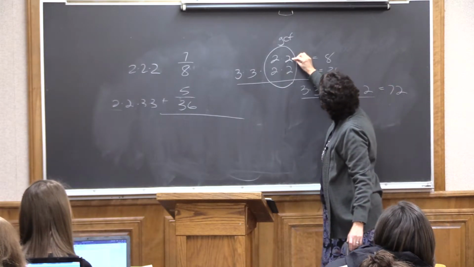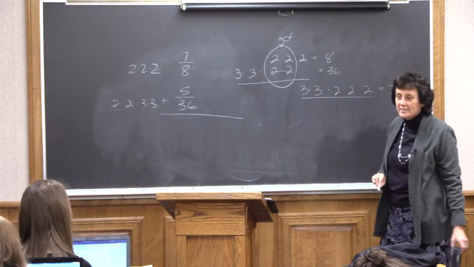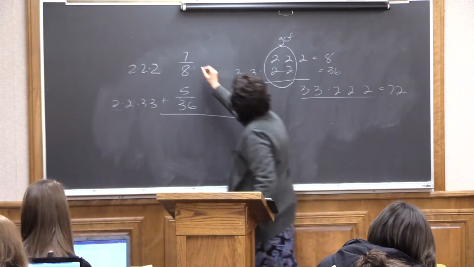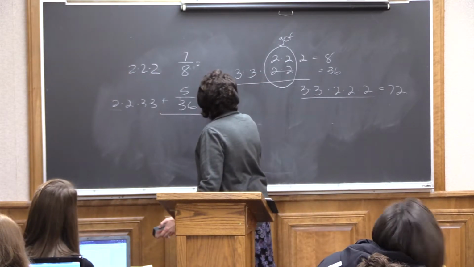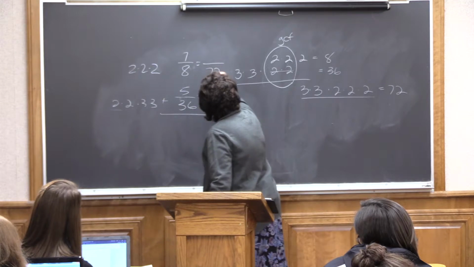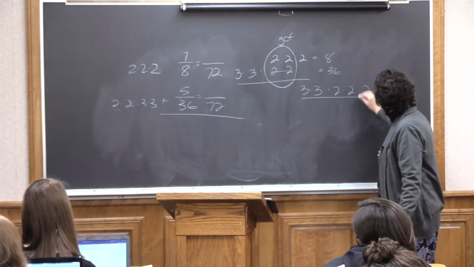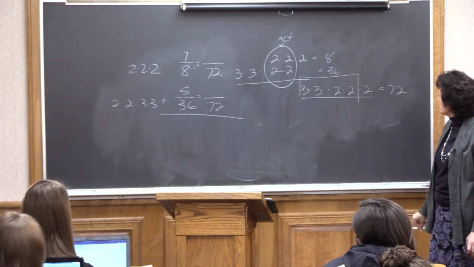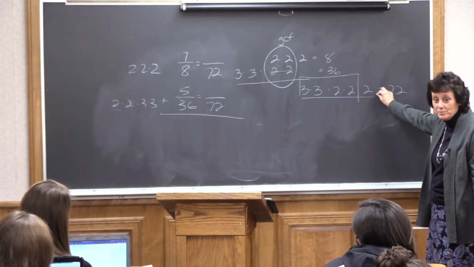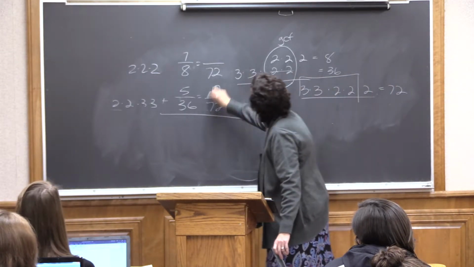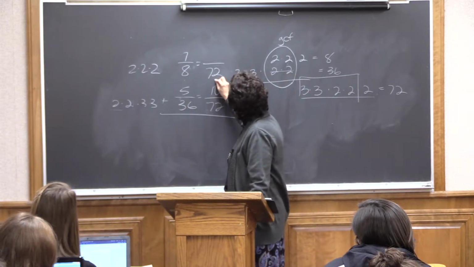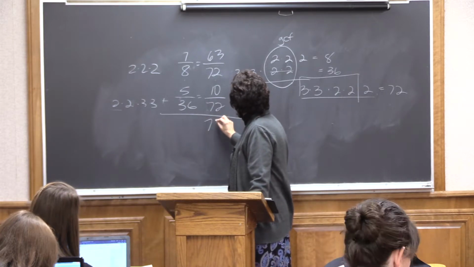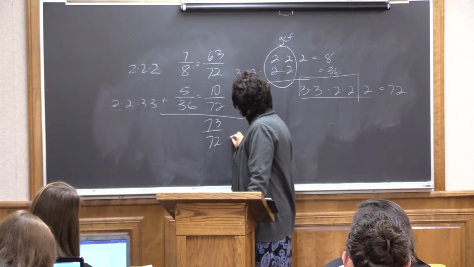I don't need these 2's, do I? They're the overlap, they're common to both. And then this is a little smaller, but you can see here's 36 right here. How many times is 36 going into 72? That's easy, it's 2. So 2 times 5 is 10. And we know from our times tables that 8 times 9 is 72, so 63, and I get 73 72nds.